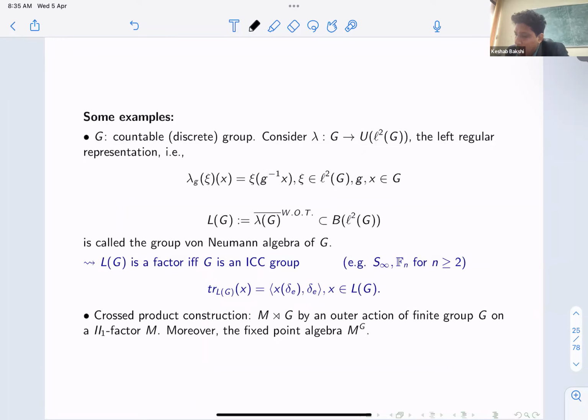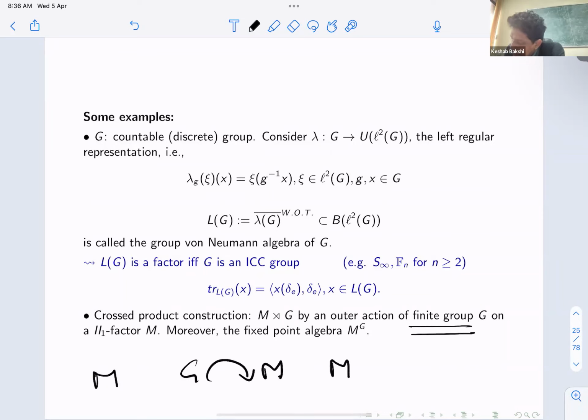So how to obtain other factors? Suppose you have a type II_1 factor M, can you produce another new kind of type II_1 factor? Yes, it can be done. Here, consider a finite group G, and suppose G acts on M. If you have a nice action, then M^G is the fixed point algebra, the set of all elements in M which are fixed by the action.